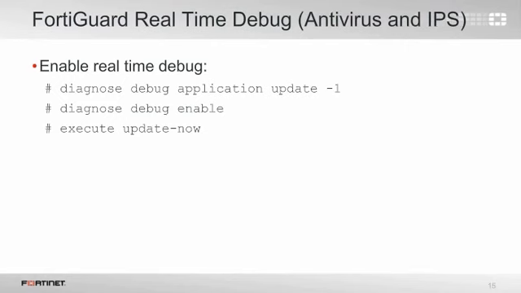If there are problems updating the antivirus or the IPS, or if there are problems validating the license, you can use the FortiGuard real-time debug. Diagnose, debug, application, update, -1. Diagnose, debug, enable. After enabling debug, you can force a manual update from the CLI using this command. Execute, update now.